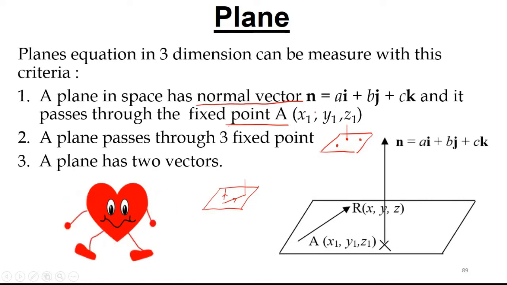Okay, so what does the diagram look like? Normal is always perpendicular to your plane. And A here is a fixed point in a plane. And then R is the direction vector from point A to R, AR lah.